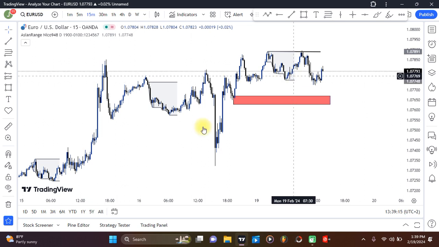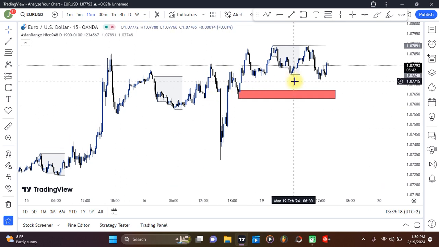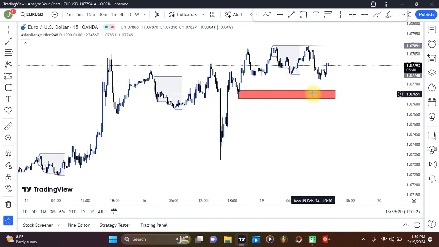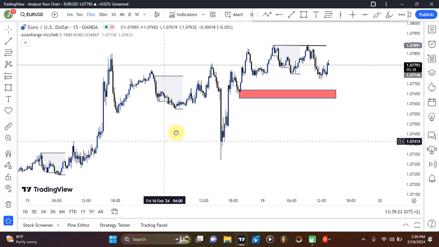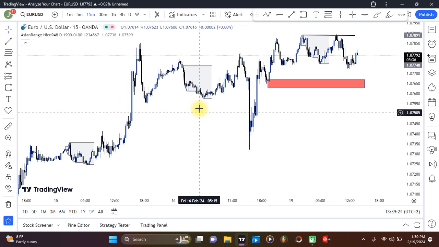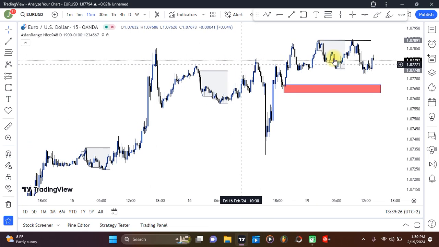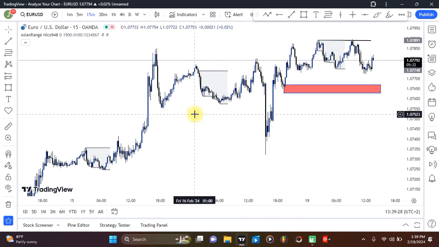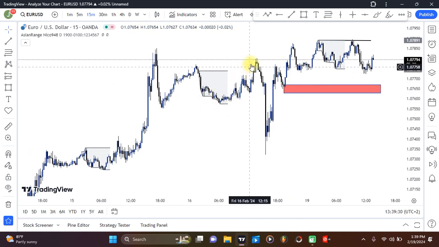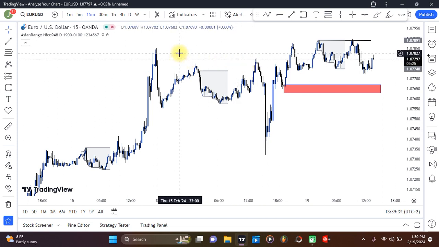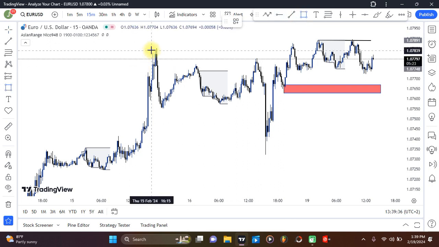So now let's continue. As you can see here, today we are still waiting for the market to reach into this order block and push to the upside. But here, as you can see, the day before today, obviously that was Friday, we had a break to the upside and the market reacted on our order block. So where was the order block? Here is the order block.